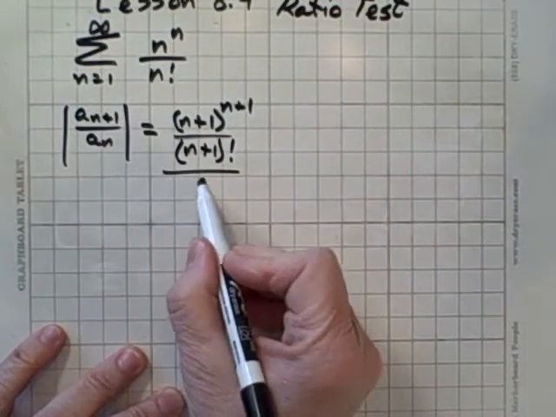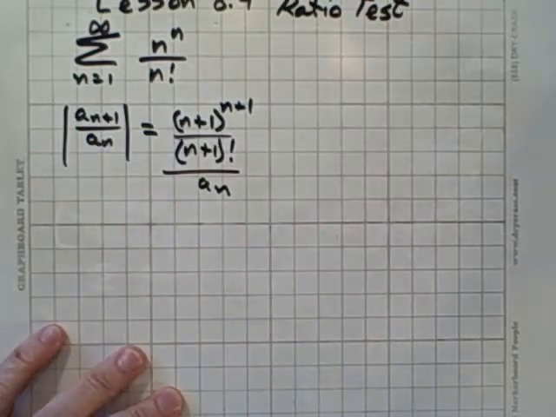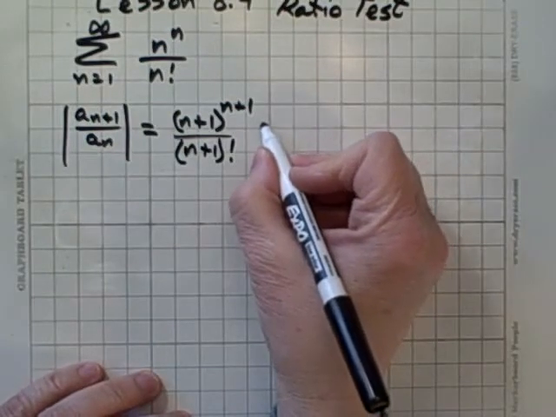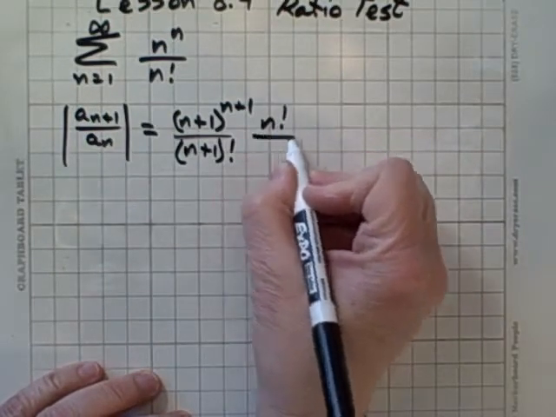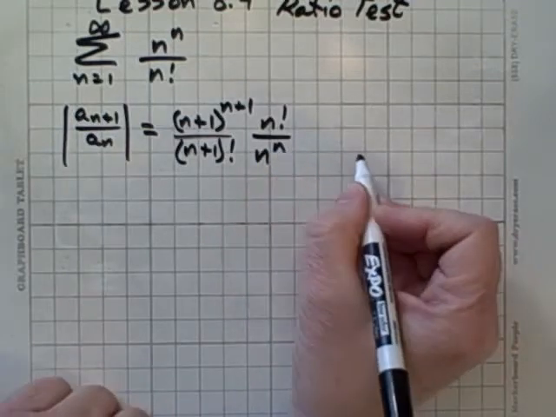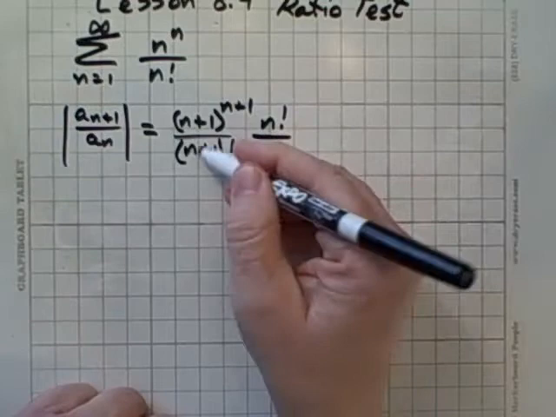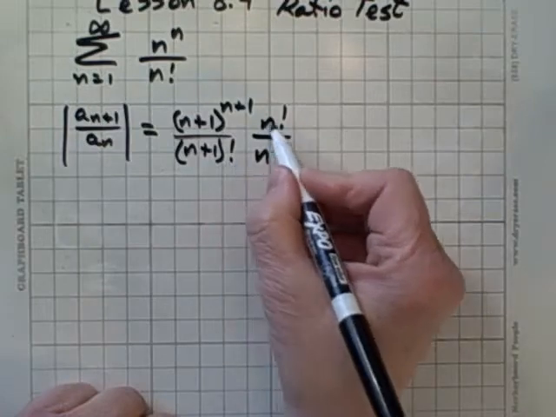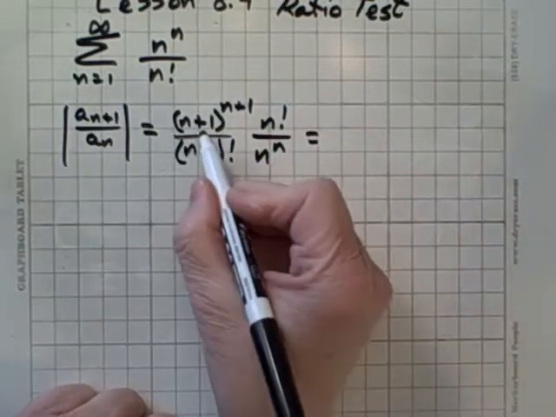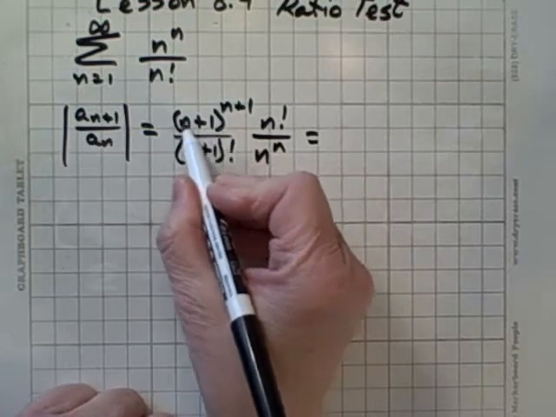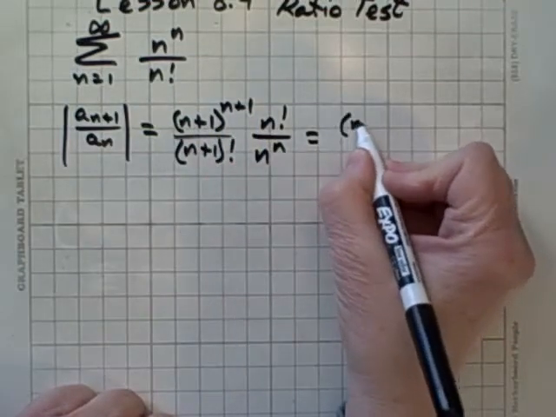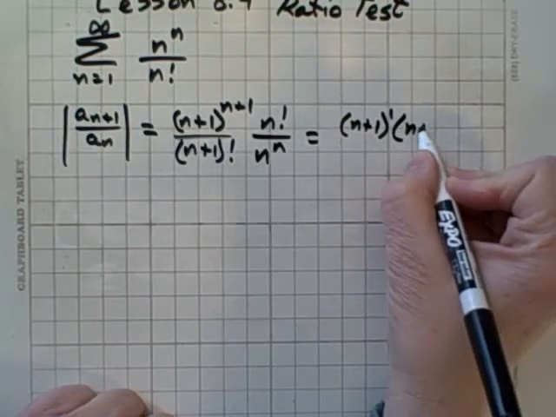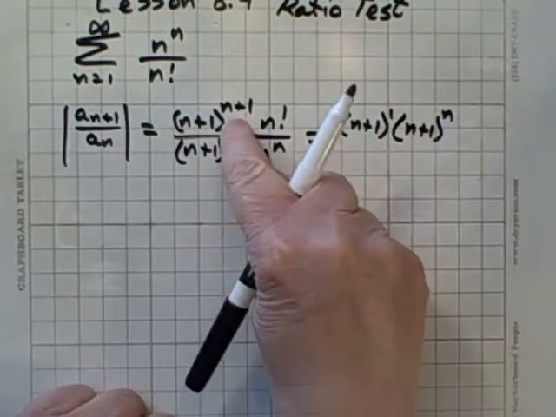Now, once again, you should divide that by the nth term, but that would create a complex fraction, so it's allowable to simply multiply by the reciprocal of the nth term, n factorial over n to the n. Similar to the previous problem, we want to group together the like components. So the powers we would want to put together, and then the factorials. We could tear this apart into n plus 1 to the n and n plus 1 to the first. Let's write it as n plus 1 to the first times n plus 1 to the n. That's tearing this apart.